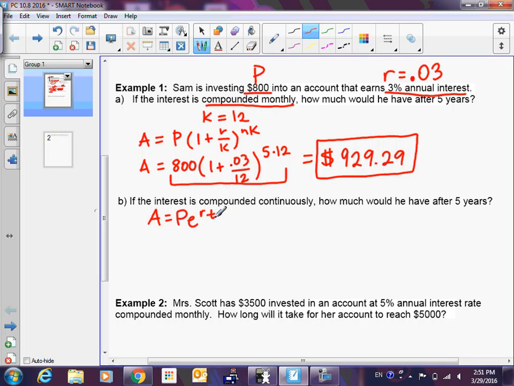And sometimes we have K here, sometimes we have T. I'm going to go ahead and just use the formula at the top, PERT. All right, so we want to know how much will we have. So again, we're looking for A. P is 800. R is still 0.03. And T is still 5 years. I want you to notice there's no 12 going on in this problem. We're thinking this will be more than 929, but we're not sure.